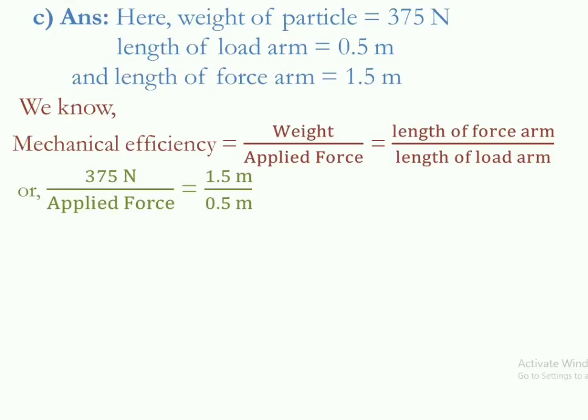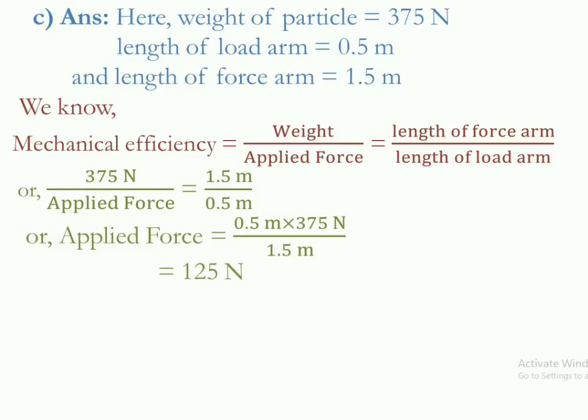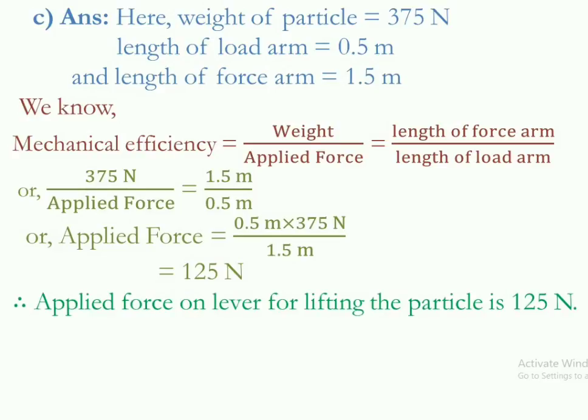Now as we have to find out the applied force, we can keep it on one side and the equation will look like this. Applied force equals 0.5 meter into 375 Newton divided by 1.5 meter. Now, 1.5 divided by 0.5 makes 3, and 375 divided by 3 makes 125 Newton. So the applied force to lift the particle is 125 Newton. That is, applied force on the lever for lifting the particle is 125 Newton. That is the answer of question number C: what amount of force is needed to lift the particle.